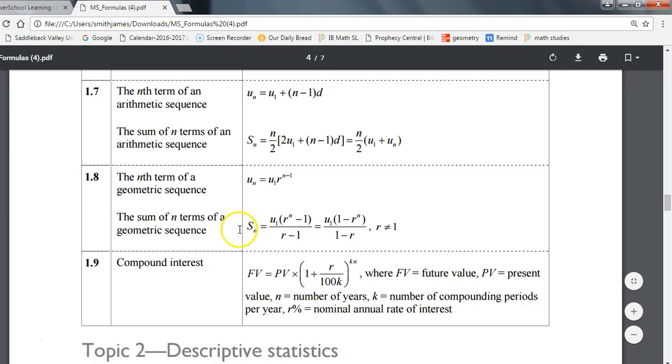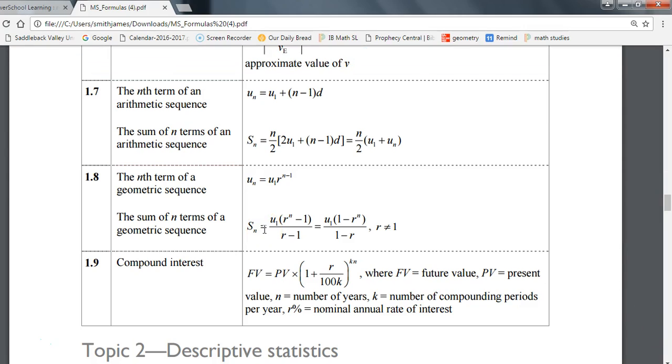So remember, the difference between a sequence and a series is if you took a sequence and add all the terms together, you are now finding a sum, which we call a series. So a series is just the sum of a sequence that we have. But anyway, take a look at the formula that we're working with.